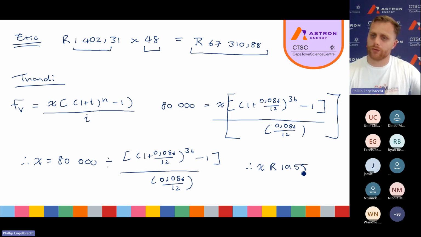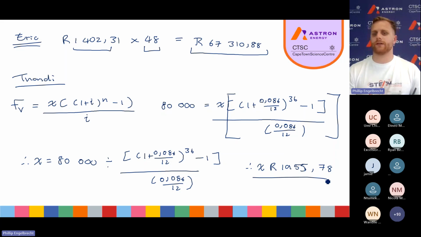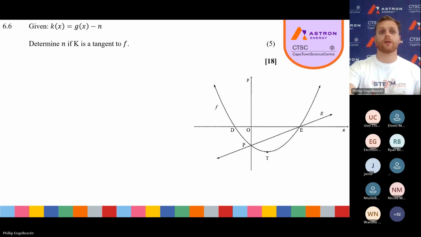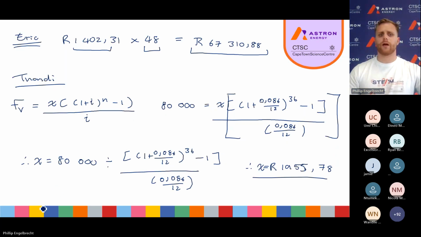1,955. Oops. And what I'm going to say, 78 cents, right? Yes, 78 cents. Perfect. So that is the total amount that Thandi is paying per month. So now that I have that, what I'm going to do is I say, okay, this is the amount that she pays per month. So I'm going to just rub out everything else.